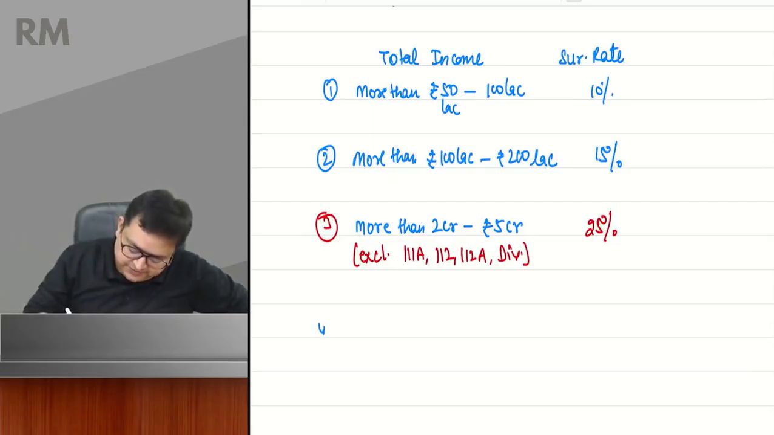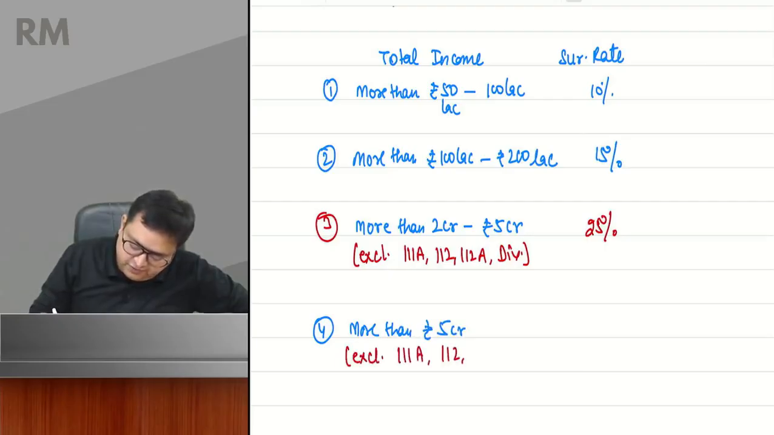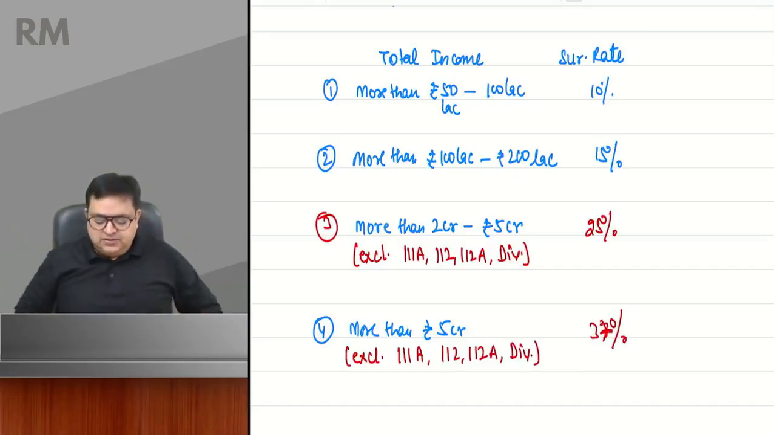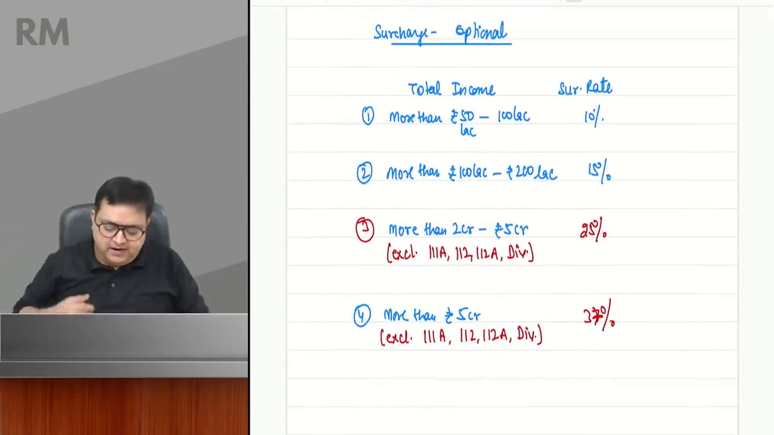And fourth, more than 5 crore, excluding 111A, 112, 112A, and dividend, it is 37%. And those two notes are same here also. Understood?